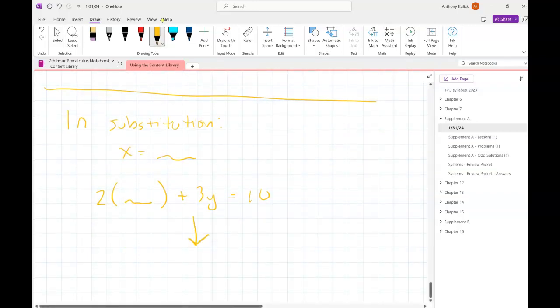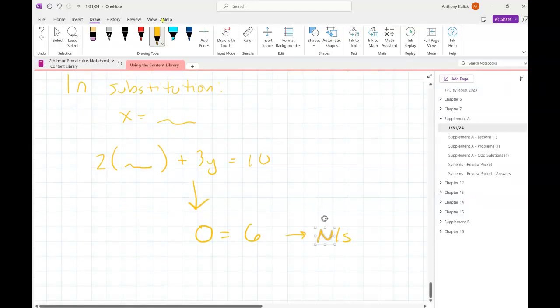If, when I simplify this down, the y's cancel out, and I get something like 0 is equal to 6, that tells me there's no solution. If I had gotten something like 6 is equal to 6, that tells me there's infinitely many solutions. Is everybody okay with that?